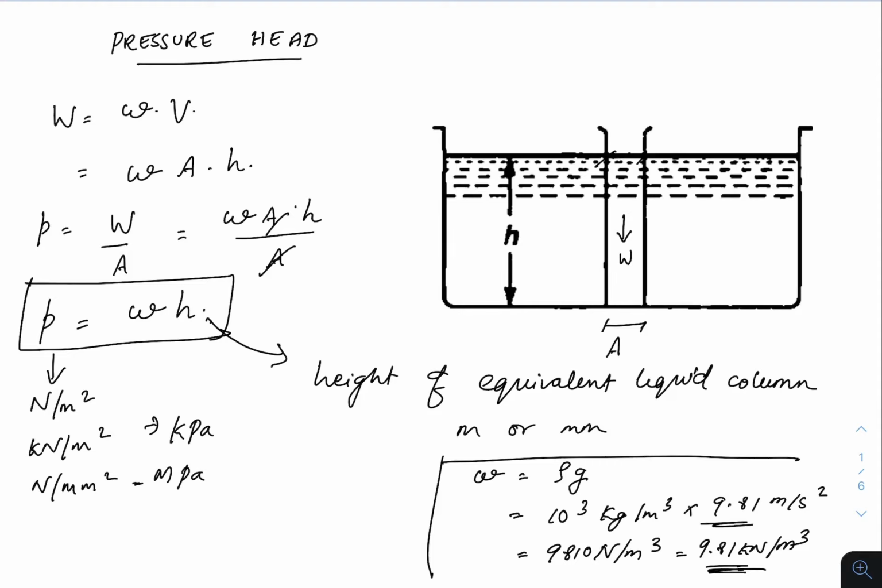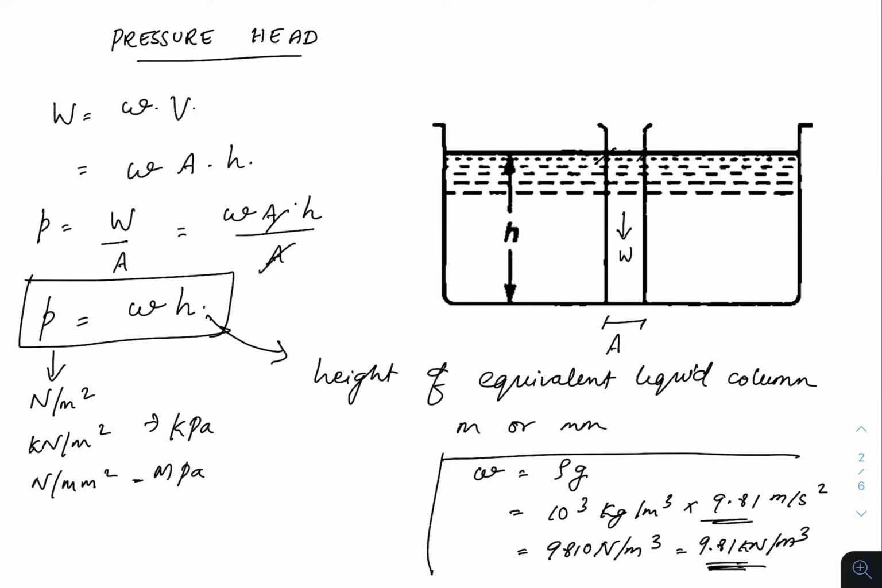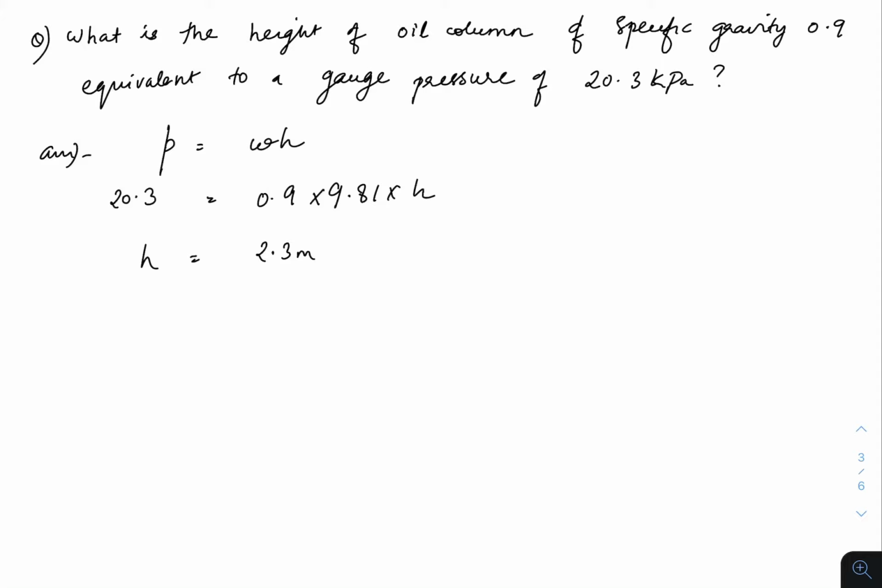Now we will discuss a question based on this. What is the height of an oil column of specific gravity 0.9 equivalent to a gauge pressure of 20.3 kPa? We have the pressure here, and the weight density 9.81 is for a water column. Here it's an oil column, so its specific gravity is given. Into 0.9 will give you the weight density of that oil column into h. This h, the height of the oil column, we have to find out. So you will get 20.3 divided by 0.9 into 9.81. So the height of the oil column will be 2.3 meter.